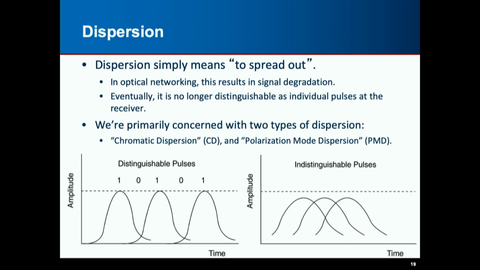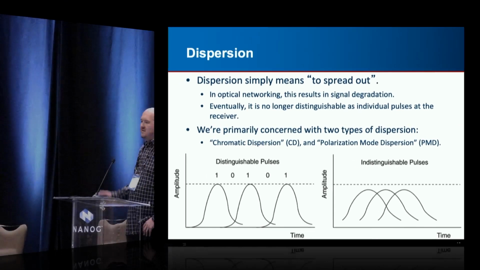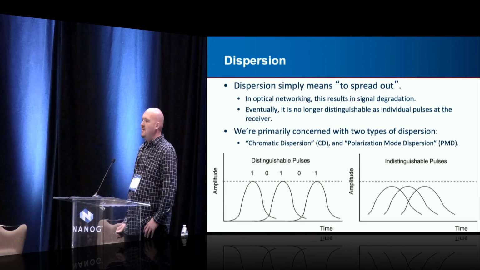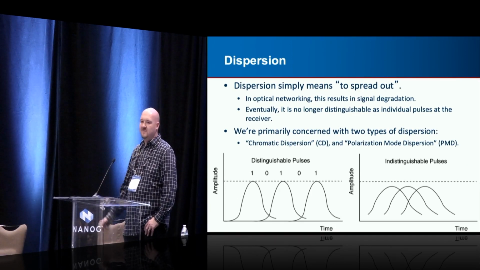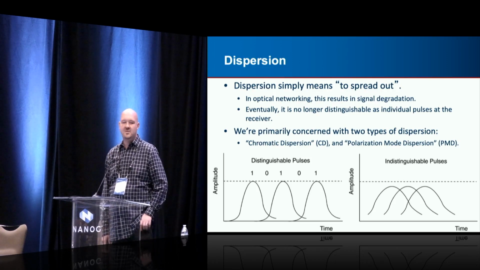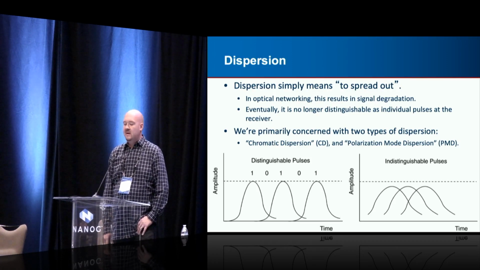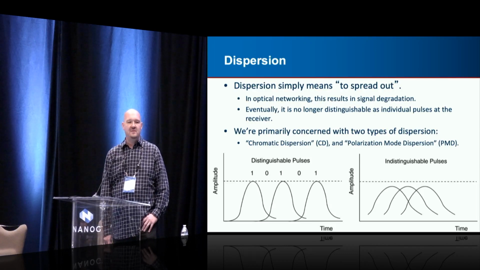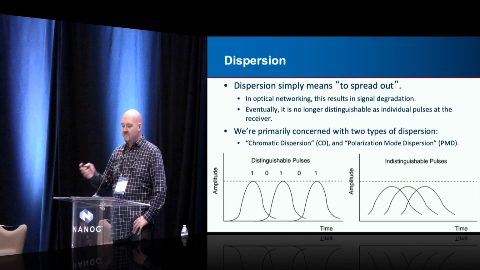So another major concept when you work with optical is something called dispersion. Dispersion just means to spread out. So you have this signal that in some way is spread out, and at a certain point it becomes indistinguishable. You're not actually able to decode what you were originally trying to say. The two types of dispersion that we care about are chromatic dispersion and polarization mode dispersion.